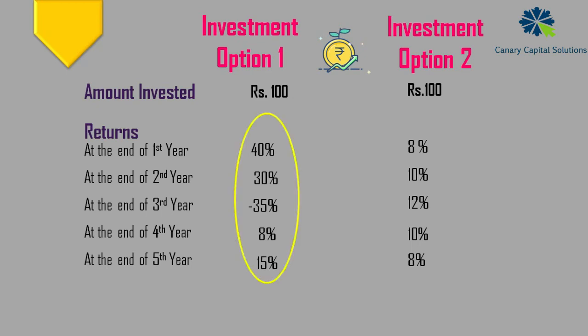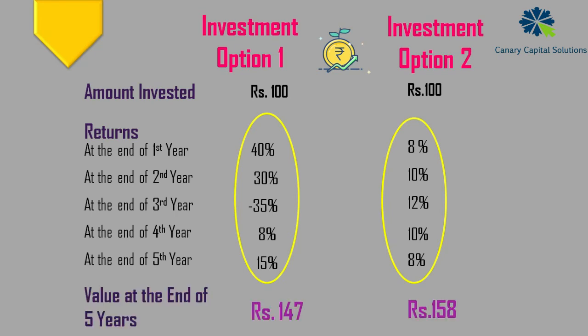If you look at option 1, out of the 5 years, except for one single year, all the other 4 years gave you a very good return. Whereas option 2 gave you a return in all the 5 years, but the returns were much lesser than option 1. So where would you have invested your money? I know you are all calculating, but let me tell you what would be the end outcome.